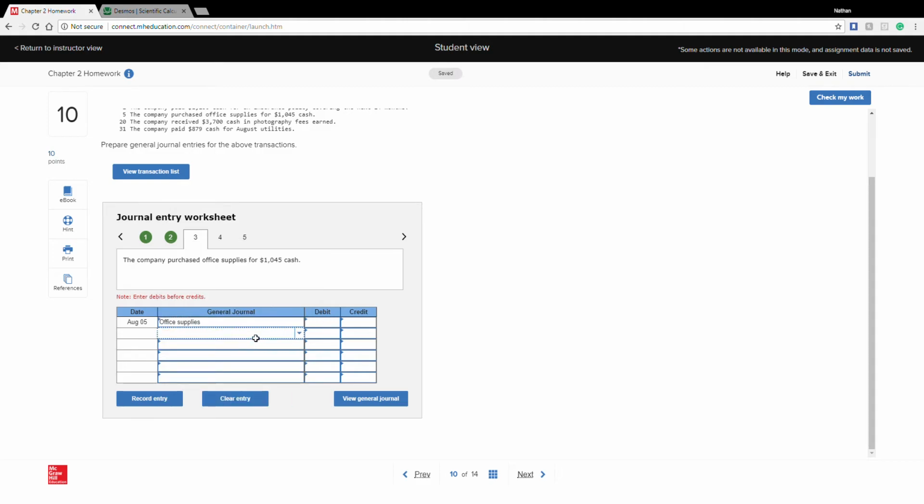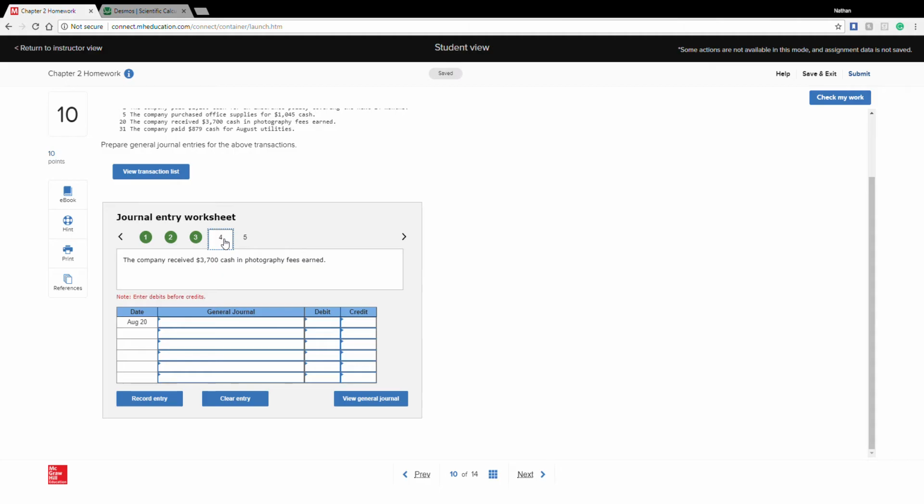So, office supplies, cash, and again, 1045, 1045, boom. Oh, cash did not go in. Cash. There we go. So always watch out for Connect not putting the entry in or something like that. Do not hit clear entry. Okay? You don't have to hit record entry either. You're pretty much good. Okay?